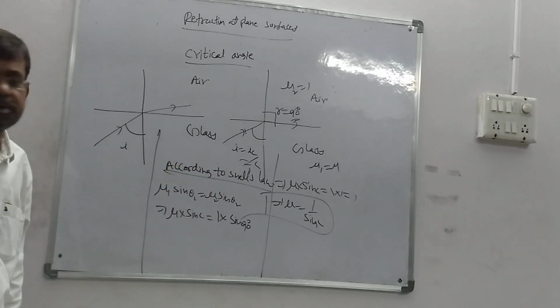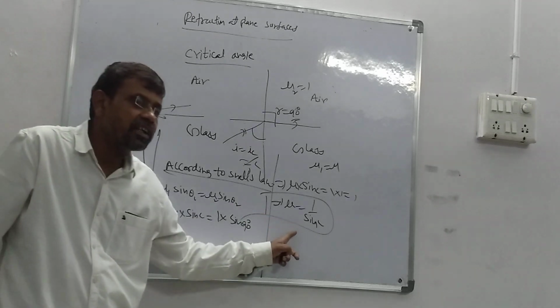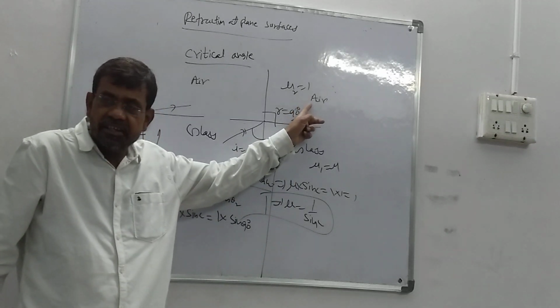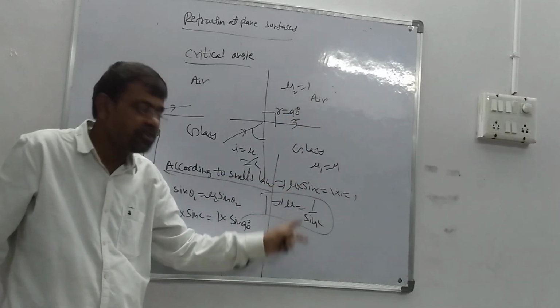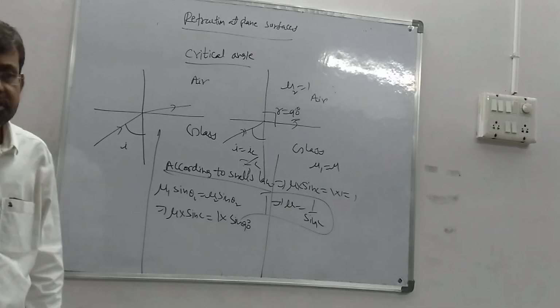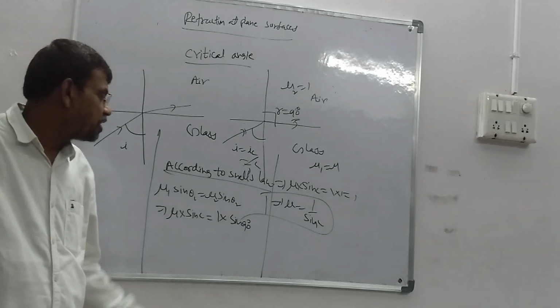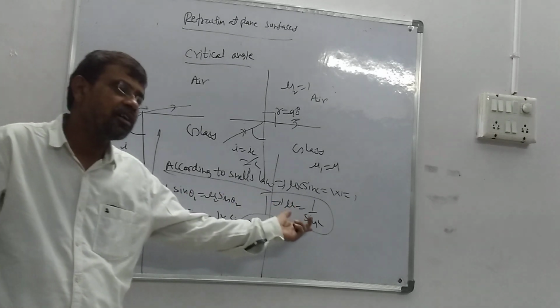Snell's law is the ultimate formula for applying in any case. This is only for limited conditions. What are the conditions? The rarer medium must be air. The beam of light must be travelling from the denser medium. Then only you apply mu equal to 1 by sin c. Mu equal to 1 by sin c is not always applicable, while Snell's law is always applicable. So from this basic formula only we got this.